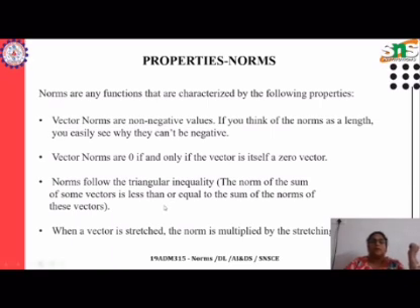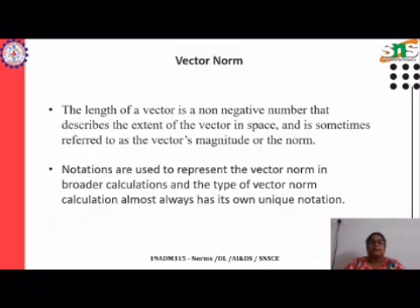Okay, it follows the triangular inequality. So what is the triangular inequality? The norm of the sum of vectors is less than or equal to the sum of the norms of the vectors. So it follows the triangular inequality. If the vector is stretched, the norm is multiplied by the stretching factor. This is an example of how we can stretch the matrix value and how you multiply it. We will see it in the coming slides.